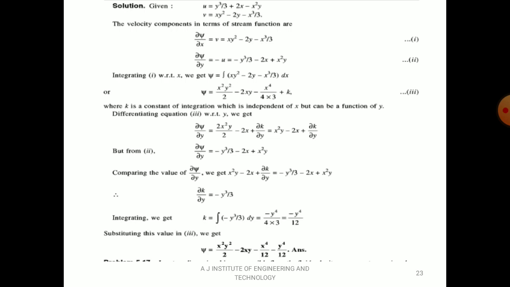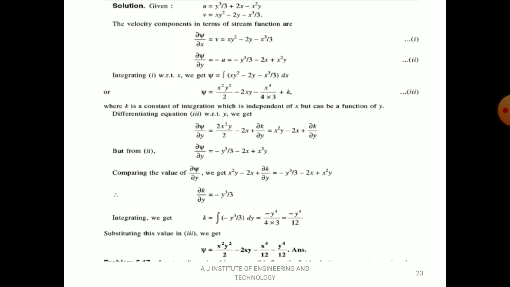Integrating, similar to the previous problem, integrating equation 1 with respect to x, we get ψ equal to the integration of xy² minus 2y minus x³/3 with respect to x. So ψ equal to x²y²/2 minus 2xy minus x⁴/(4×3) plus a constant of integration, which is represented by k. Take it as expression 3.